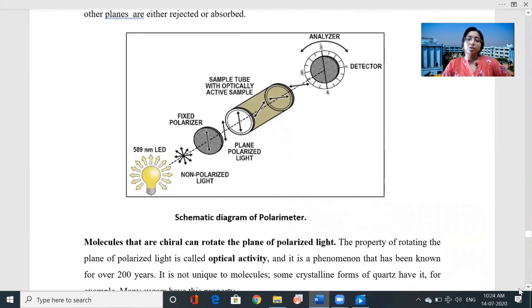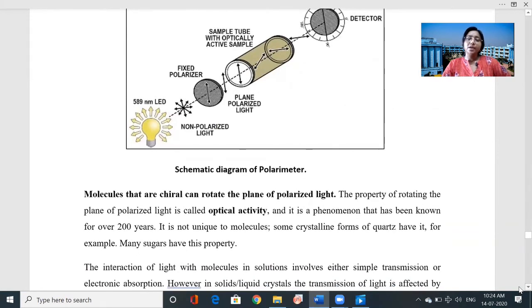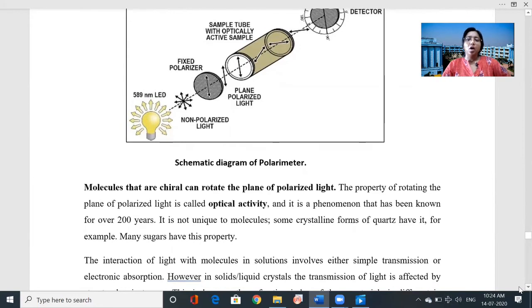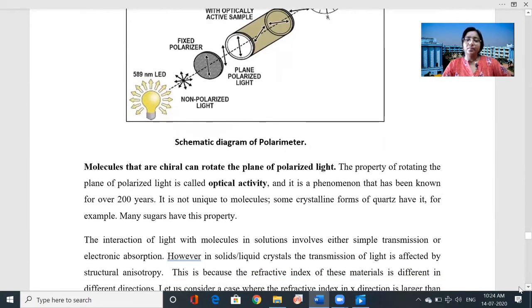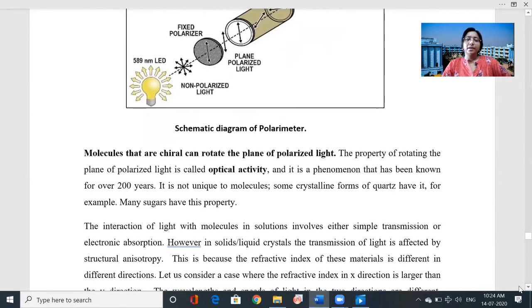Okay, so basically the molecules that are chiral can rotate the plane of polarized light. The property of rotating the plane of polarized light is called optical activity. It is a phenomenon that has been known for over 200 years. It is not unique to molecules. Some crystalline forms of course have it. For example, many sugars have this property.